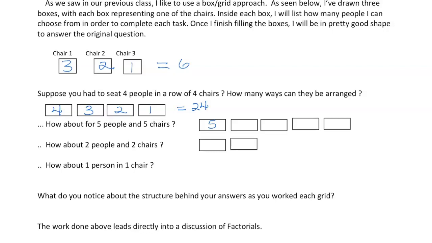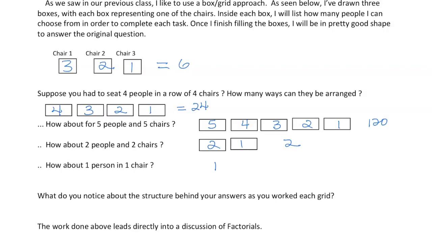Think of the same thing for the 5 people, 5 chairs scenario, and that gives you 120. 2 people, 2 chairs, you can kind of see the pattern. And 1 person, 1 chair, there's only one way to arrange that.